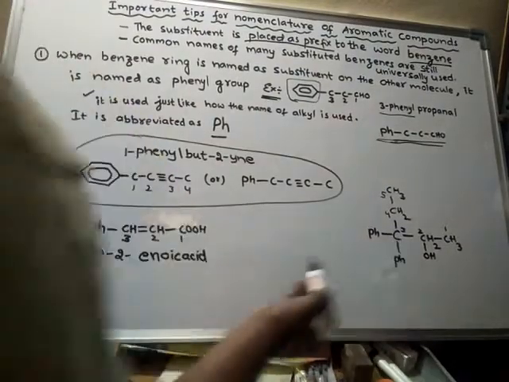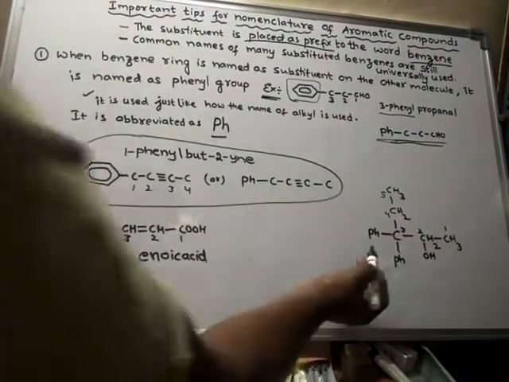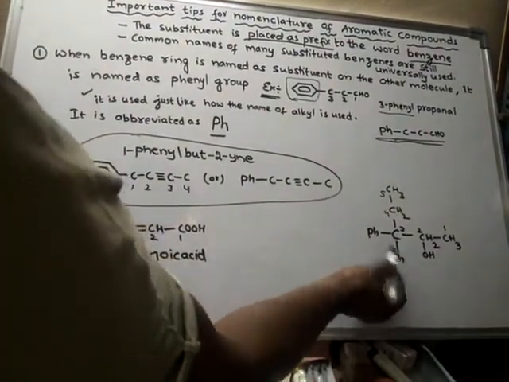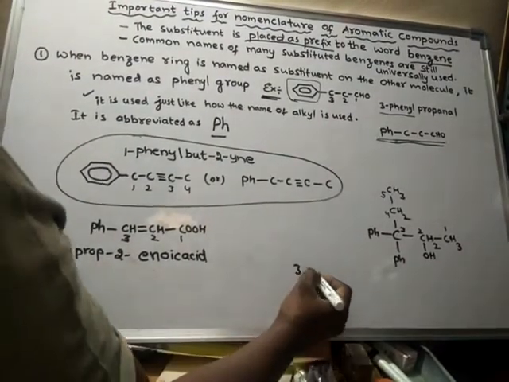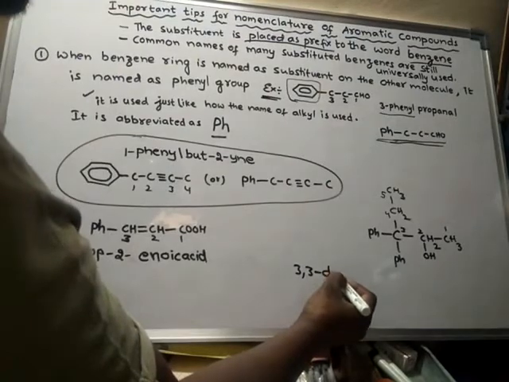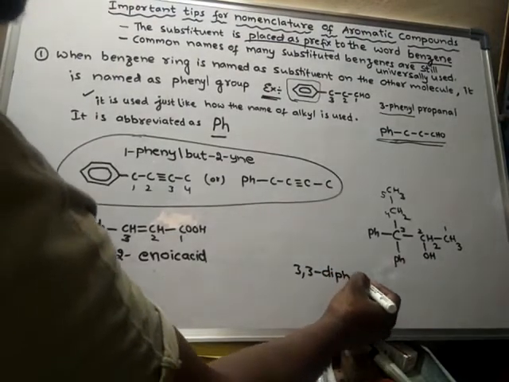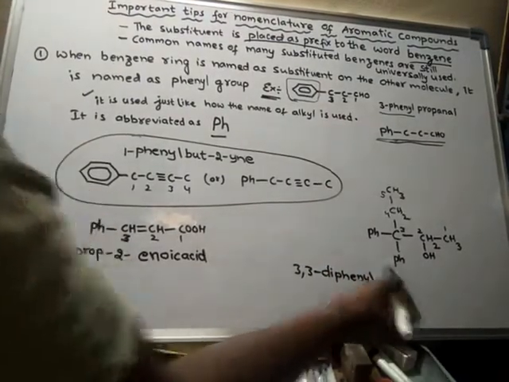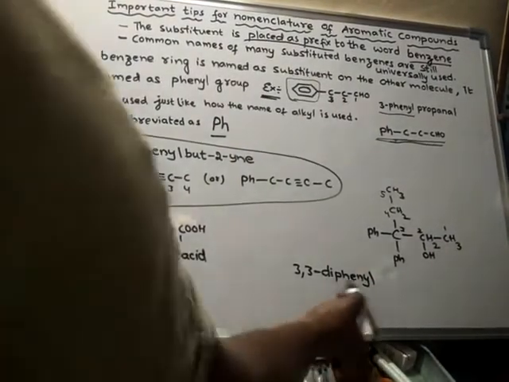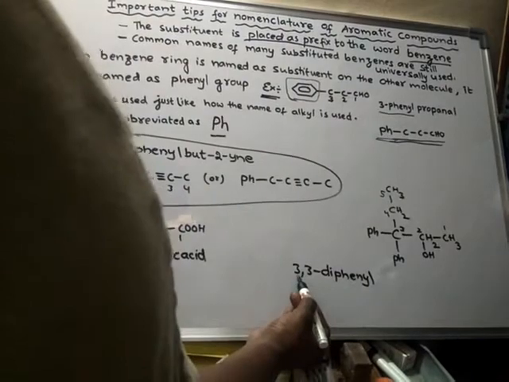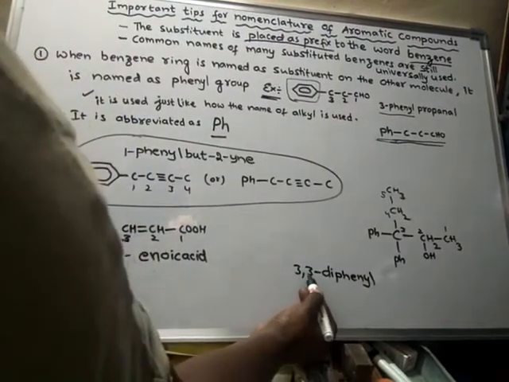Okay, so as both the benzene rings are present on the third carbon, the name will go like this: 3,3-diphenyl. Why diphenyl? Because there are 2 phenyl groups, or else 2 benzene rings. Where are they present? On the third carbon only. So that is why the locant is repeated 2 times.